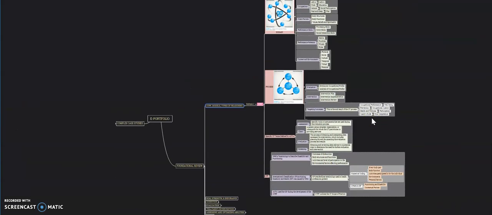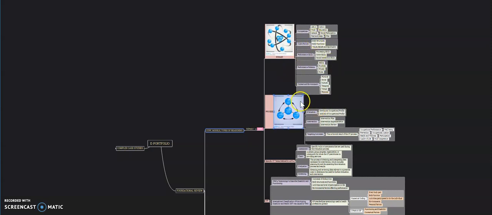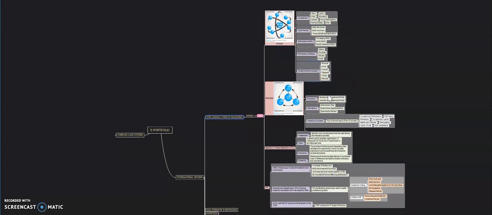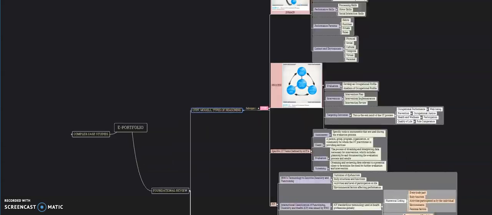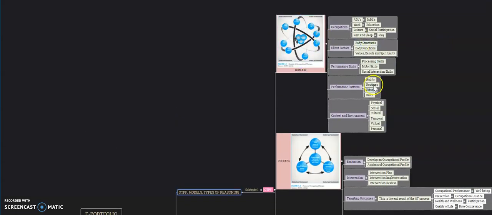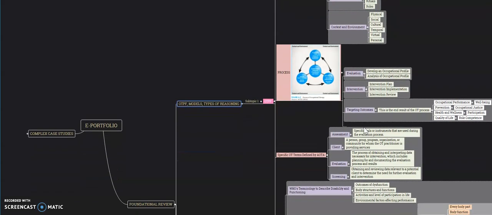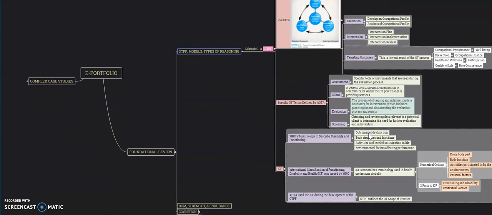I chose this concept map because I feel like it, one, was visually appealing and pretty easy to read and not very stressful. But I also like that it's very succinct and it doesn't have a lot of extra words. So you can see that it goes into domain and process, and then it just goes through listing each thing within these arenas. So you can see right here, this is pretty short and to the point.